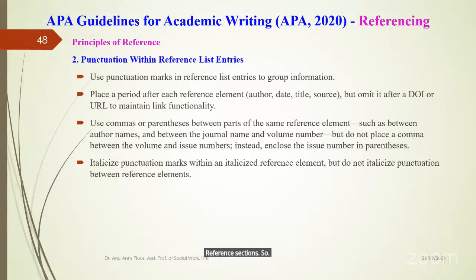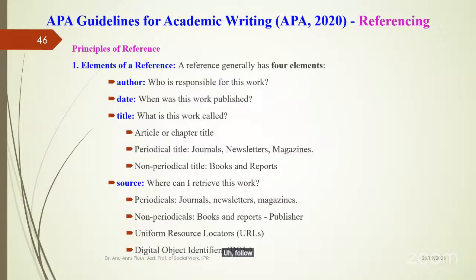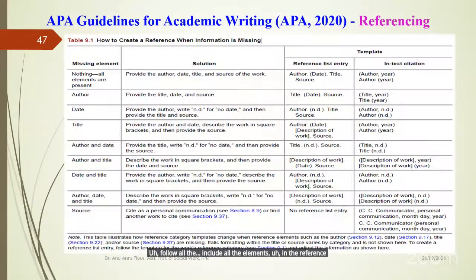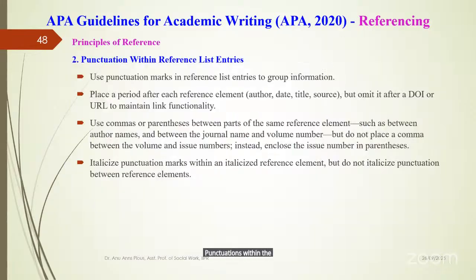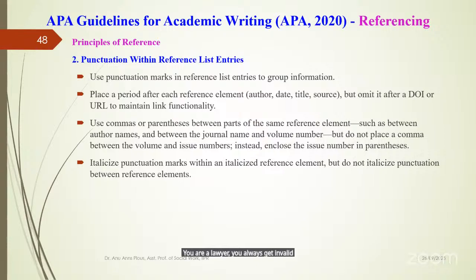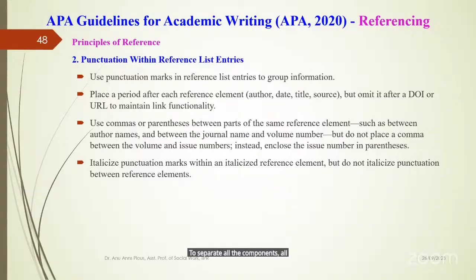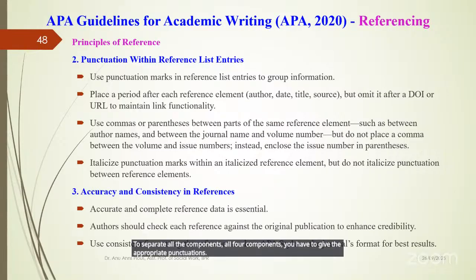So there are some principles of reference. First one is include all the elements in the reference. Second one is punctuation within the reference list entries. To separate each component, you can use punctuation. But at the end of a DOI or URL, you are not supposed to give any punctuation, even a full stop. The moment you give punctuation there, the URL or DOI becomes invalid. So please don't give any punctuation there. But otherwise, to separate all 4 components, you have to give the appropriate punctuation. Then accuracy and consistency in reference that I have already mentioned along with the citation part.